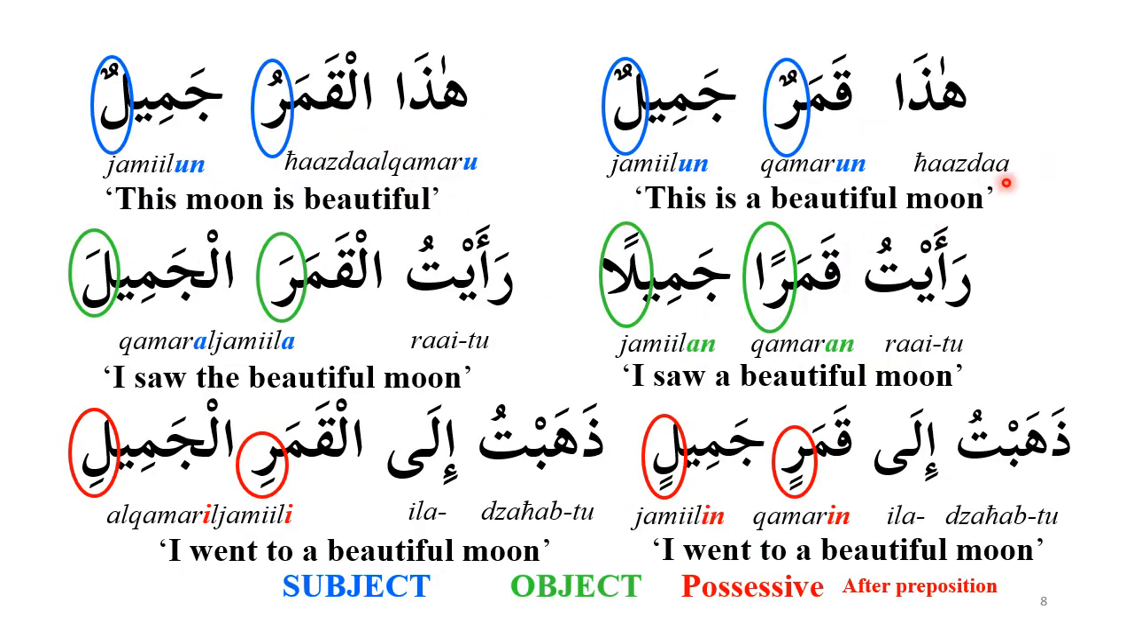Then you see, these are examples for you to follow here. So haza al qamaru jamilun, this moon is beautiful. Ra'aitu qamaran jamilan, I saw a moon, a beautiful moon, but here both the jamilan and the qamaran are object, so it is shown with the fatha. All right.